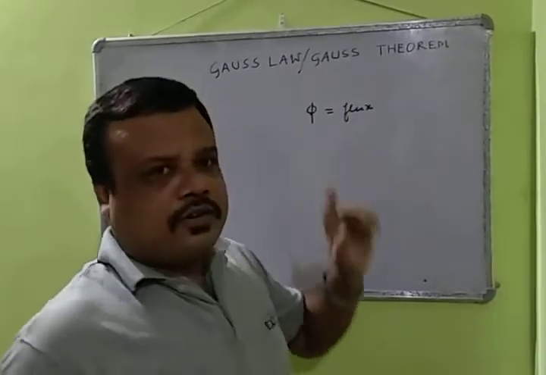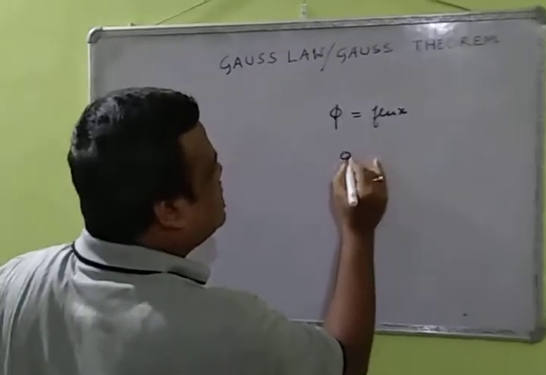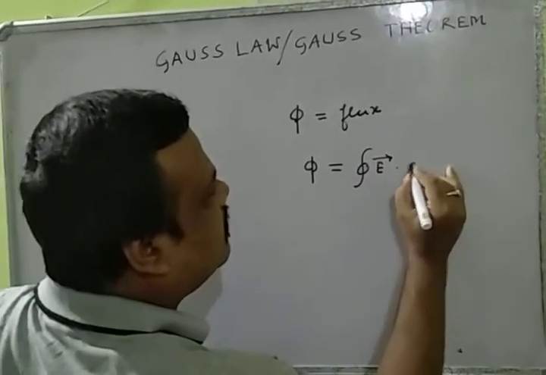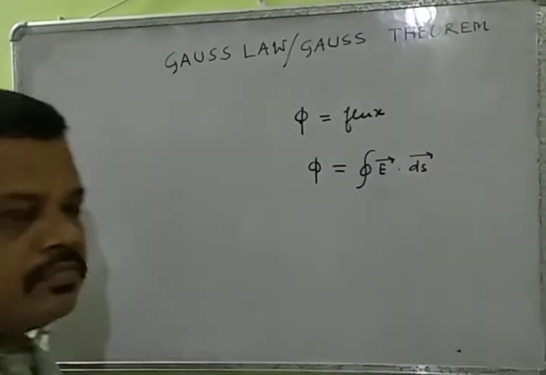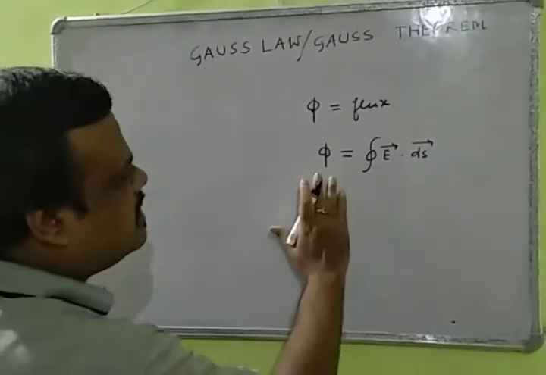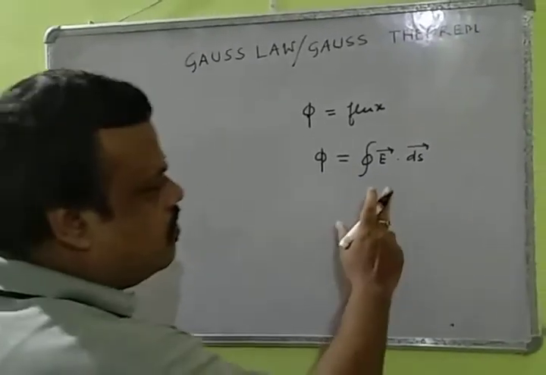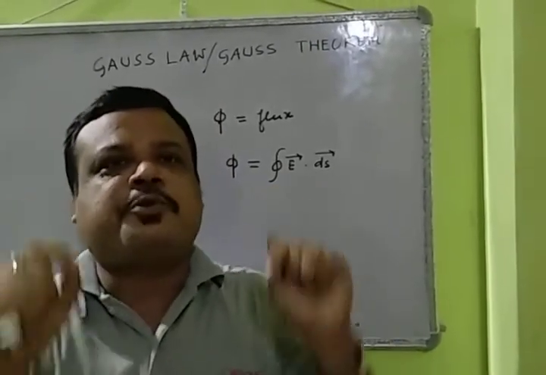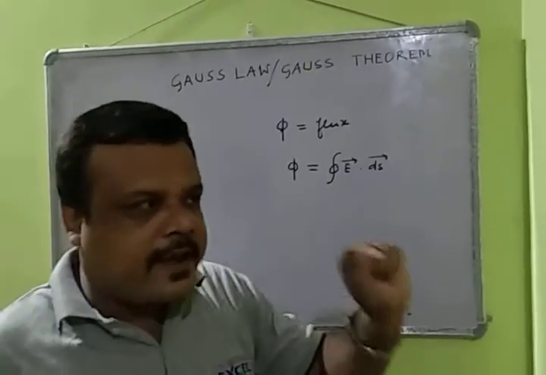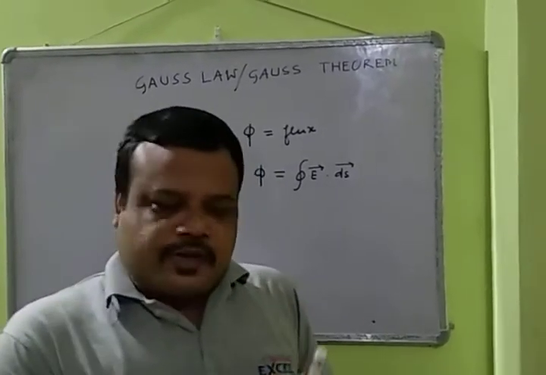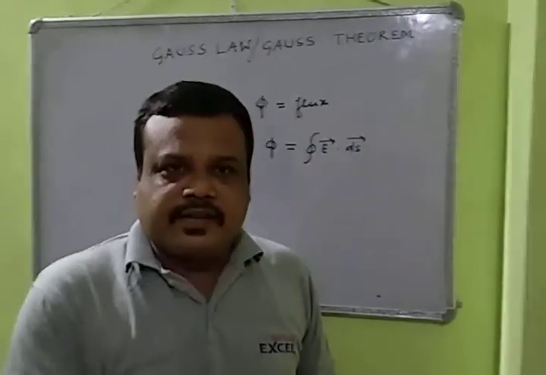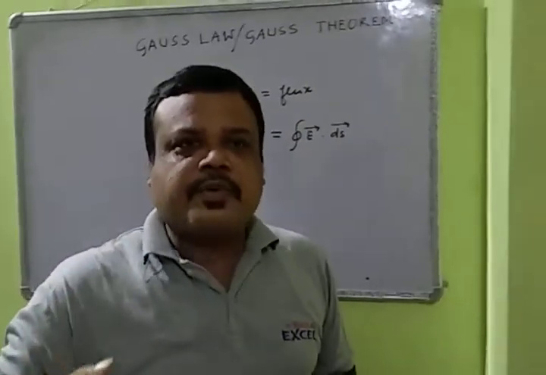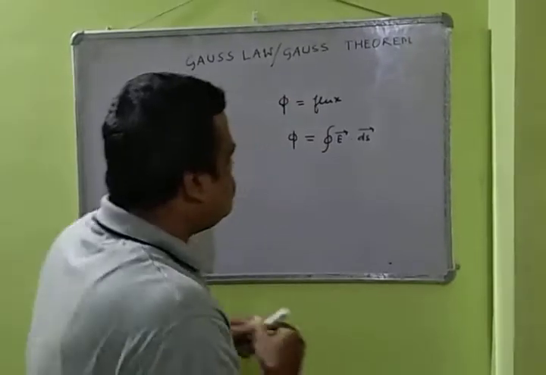If we apply this in electrostatics, the definition of flux is given in terms of the electric field vector and the area vector. This is basically known as flux. Now there are key points to remember in electrostatics: electric field is always represented by field lines. The more field lines, the more intense the electric field.